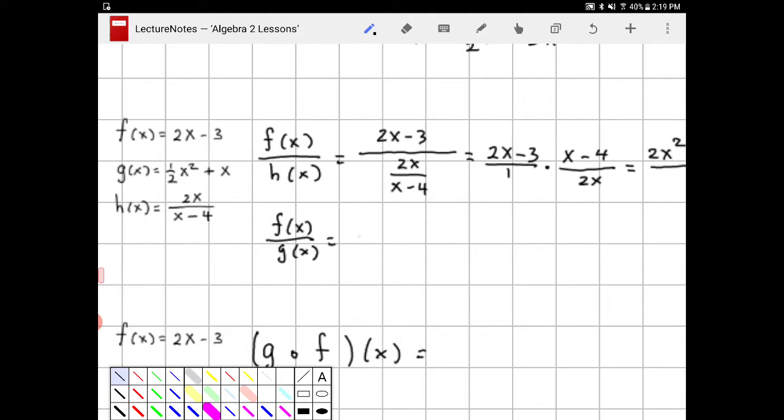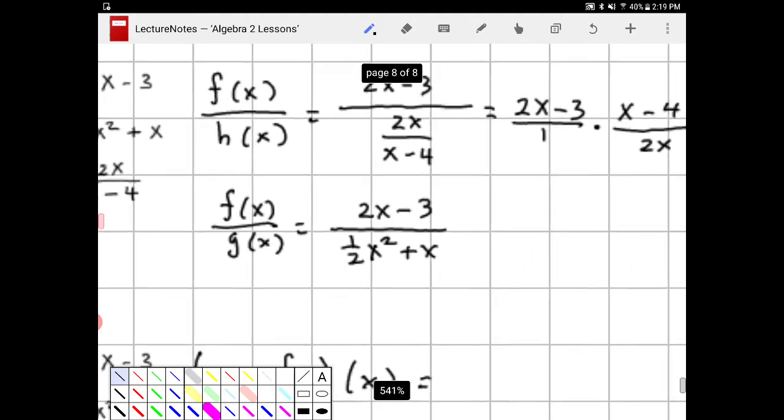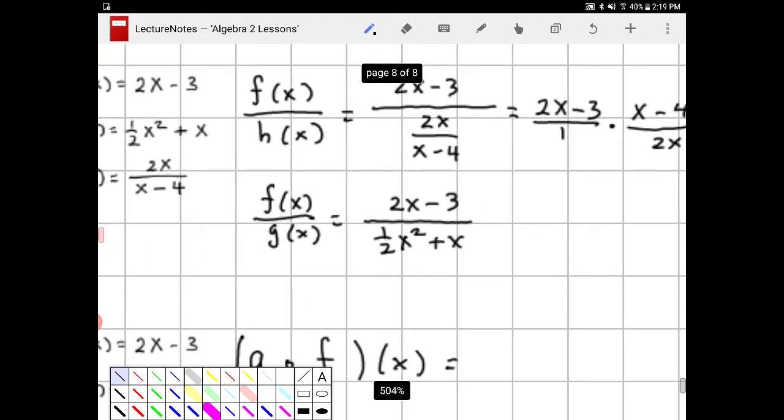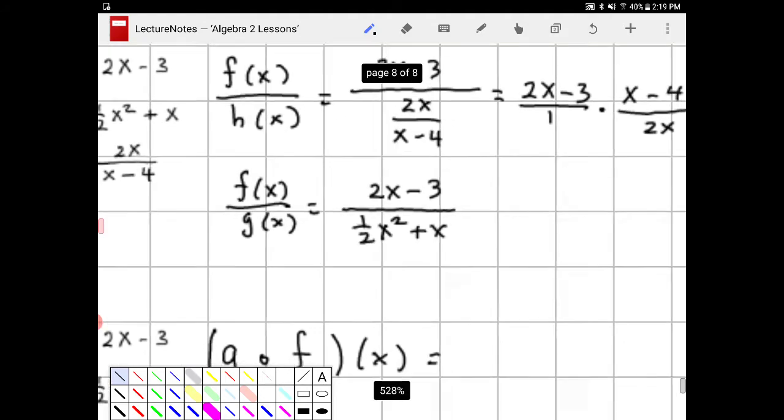In this case, we do 2x minus 3 all over 1/2 x squared plus x. The denominator is factorable, but there's no common factor. If we recognized a common factor between the numerator and denominator, we would continue reducing. Otherwise, we would leave our answer just like that. Well, I would maybe play around with this 1/2, just because it looks a little irritating.